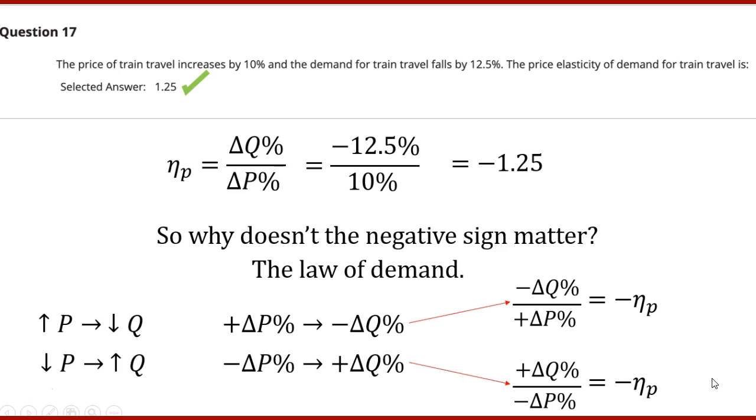So if the law of demand is in operation, we're always going to have a price elasticity of demand coefficient that's negative. That's always going to be the case. And since that's always the case when the law of demand is operating, economists will often just ignore the negative sign because it's not providing any new information. We already know that when the price goes up, the quantity demanded goes down. When the price goes down, the quantity demanded goes up.